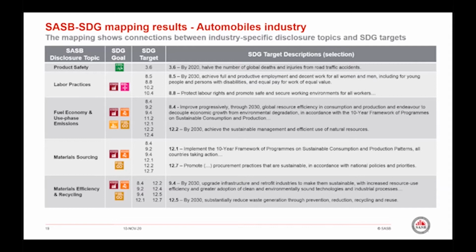Similarly, you can think of the SASB disclosure topic of fuel economy and use phase emissions and see how that is connected with SDG goal number 12, in particular SDG 12.2, which reads in part, achieving the sustainable management and efficient use of natural resources. Of course, in the context of the automobile industry, those natural resources would be fuel. So again, there's definitely a conceptual connection between what the SASB disclosure topic is trying to capture and measure through its accounting metrics and the SDG goals and targets.